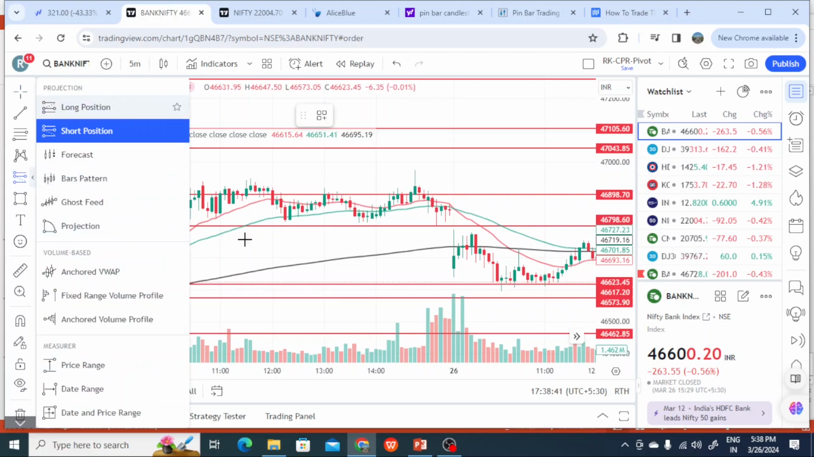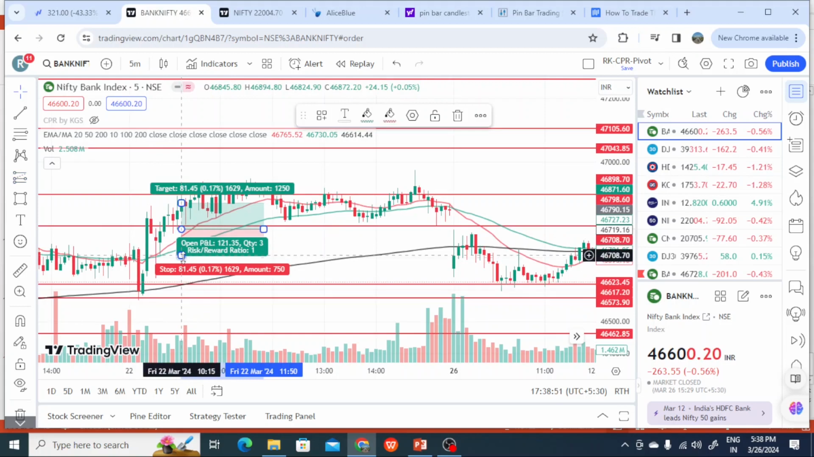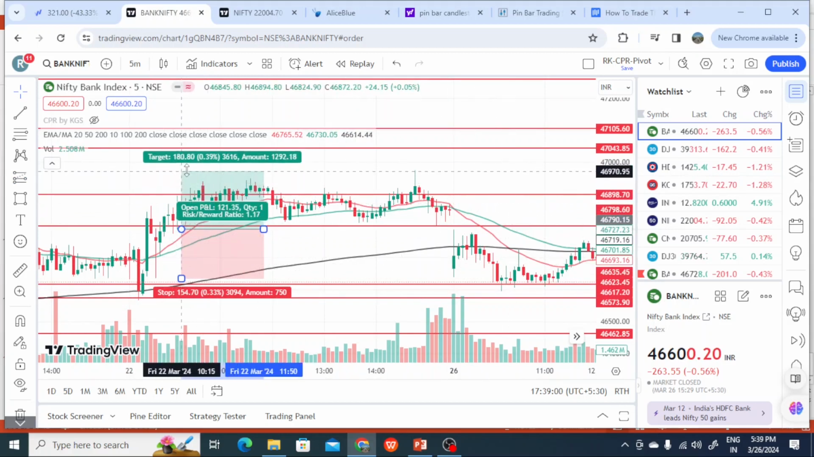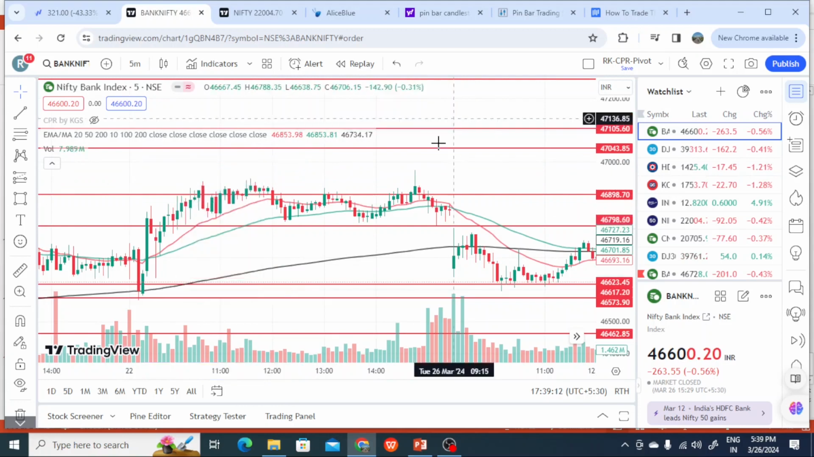And after this, see here, if I had taken a long position above this pin bar on the same day, on March 22nd, after this, it was nearly 154 points stop loss on the Bank Nifty chart. So it could have been 1 is to 1 minimum. Sometimes it's very difficult to trade with this long tail.